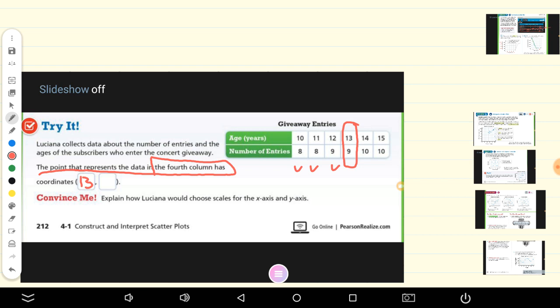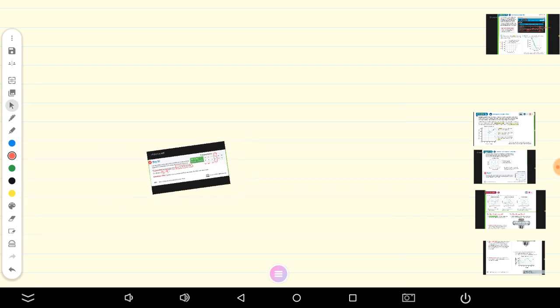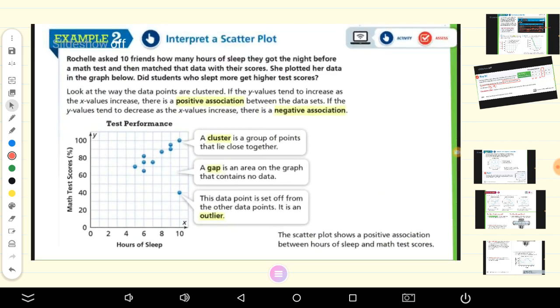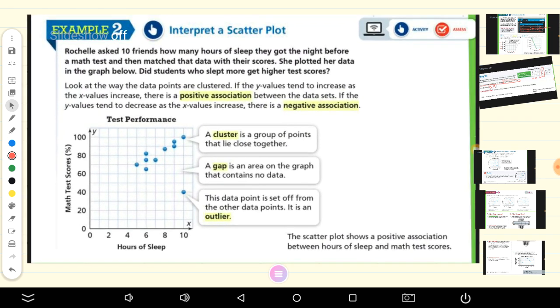Okay, let's move to another example about the scatter plot. Interpret a scatter plot. I have actually some information about the scatter plot. First one, if in the scatter plot the points are very near to each other, like these points, we call it a cluster.